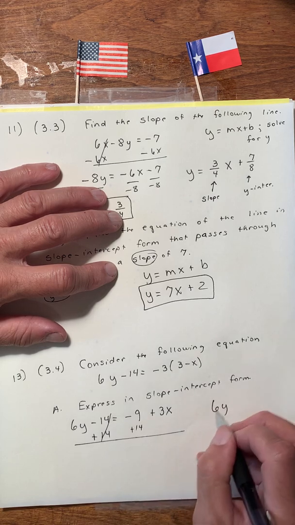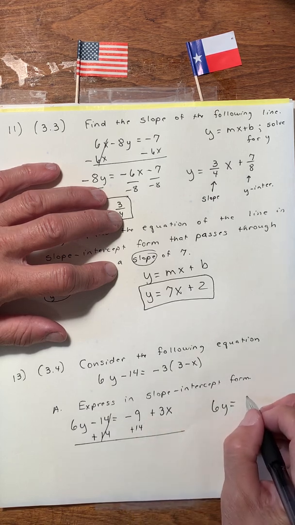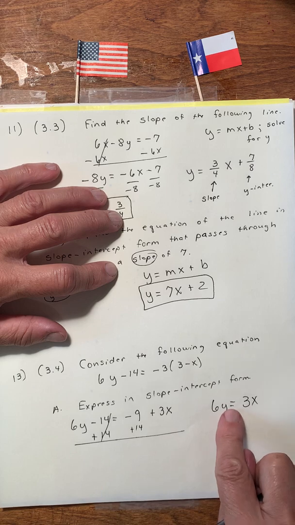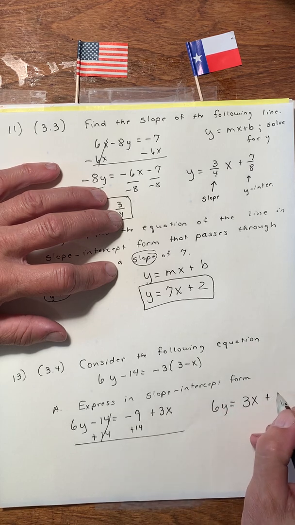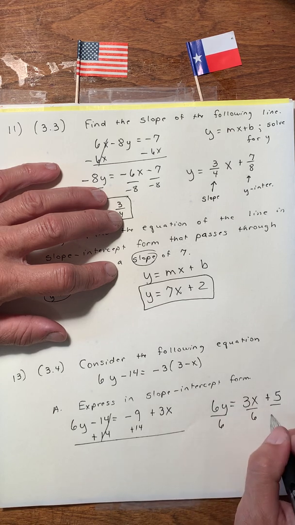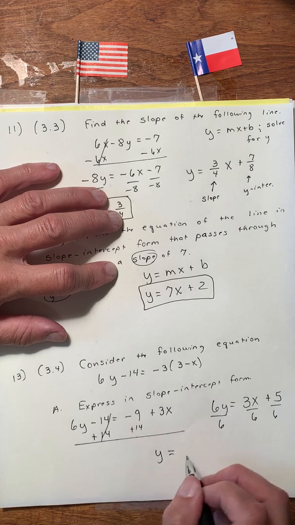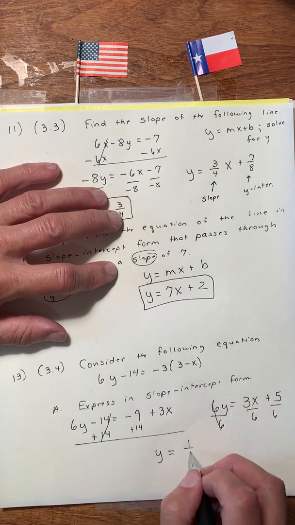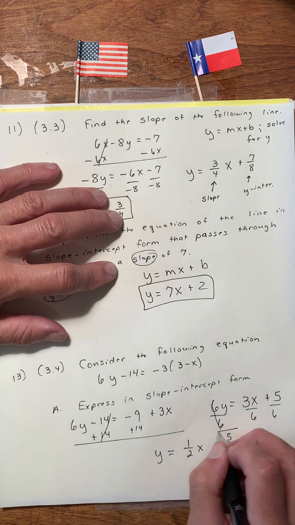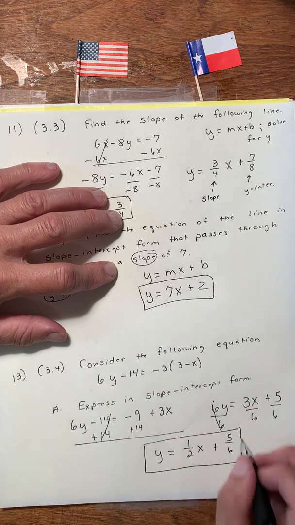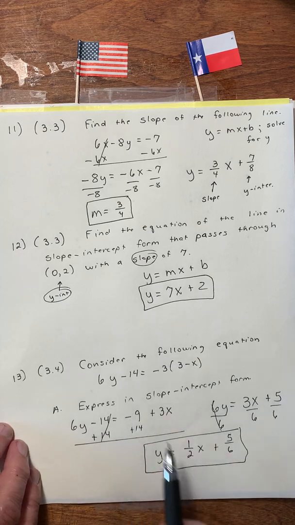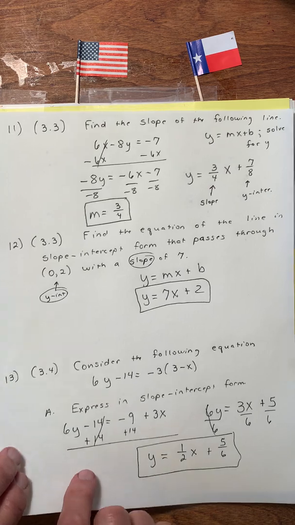I get 6y equals 14 -9 is 5. 3x, I'm going to put the 3x first because that's the form. Y equals so many x's plus a number, plus my 5. I want y by itself, so divide everything by 6. Y equals 3 over 6 is 1/2 x plus 5/6. There it is in slope-intercept form. So that's my first challenge. Express this in slope-intercept form. There it is.